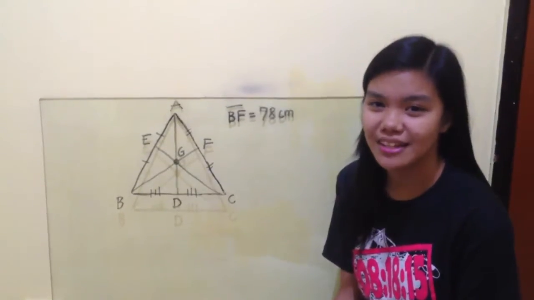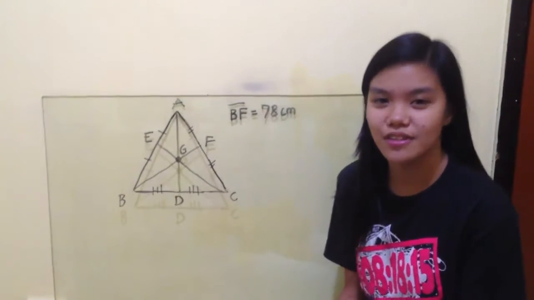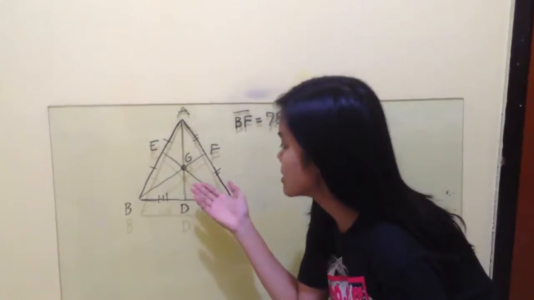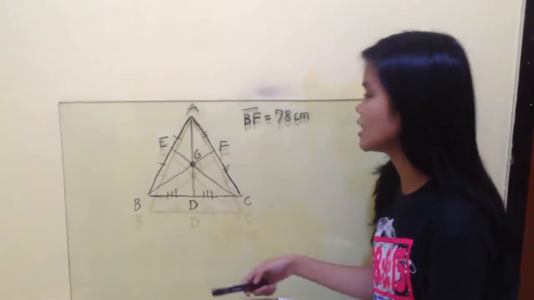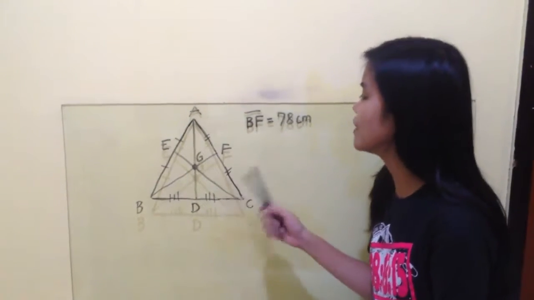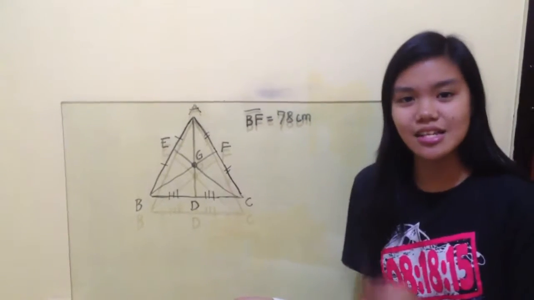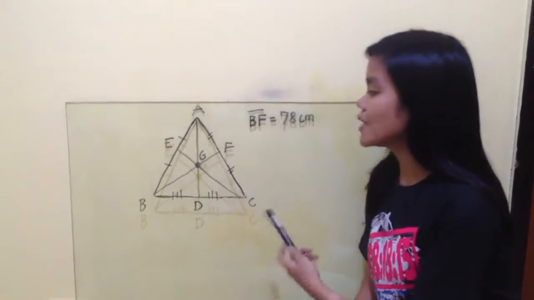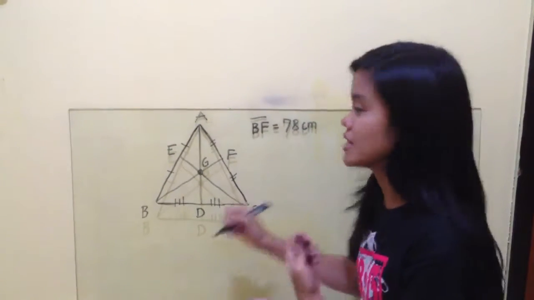Now, we are on finding the lengths of the segments of the median. We know that the centroid is the point of intersection of all the medians in a triangle. This point is the centroid of this triangle. In this triangle ABC, we only gave a value to the line segment BF of 78 centimeters. Since the centroid divides the median into two segments in the ratio 2:1, we can let x be the length of line segment GF.